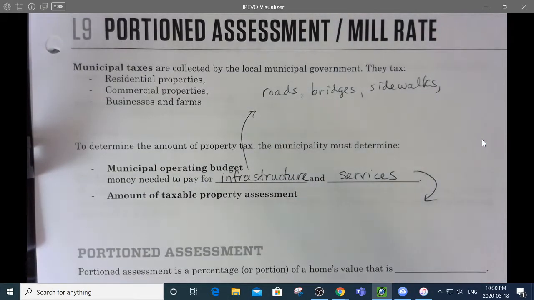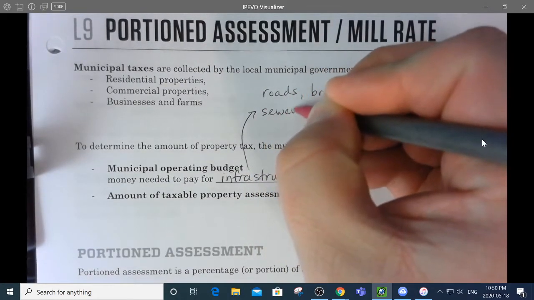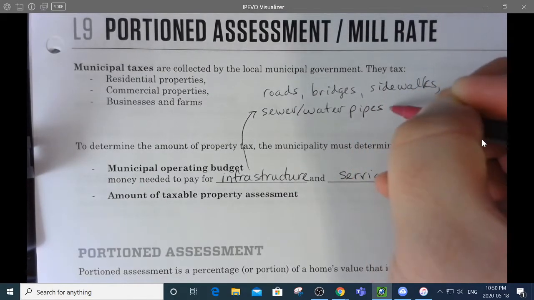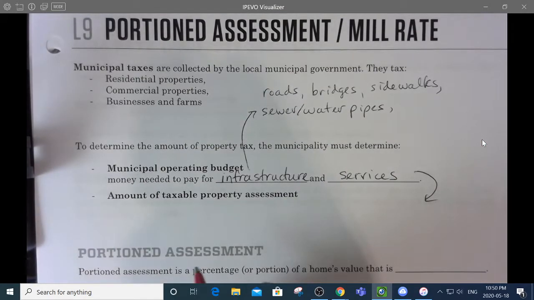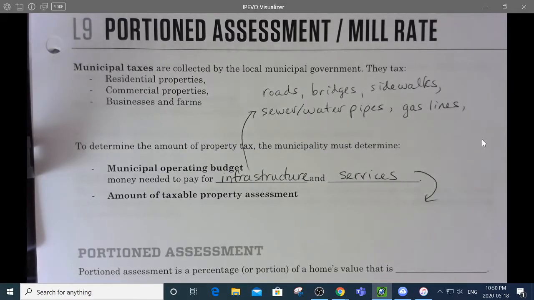The money for those things has to come from somewhere, and within your local community it comes from your municipal property taxes. Sewer and water pipes have to be paid for and replaced and maintained. Natural gas lines, some of that is paid for by the actual gas company, Centra Gas, but some of it is also paid for by your municipal property taxes. After all, the wear and tear on those lines comes from the roads and the property on top of them.